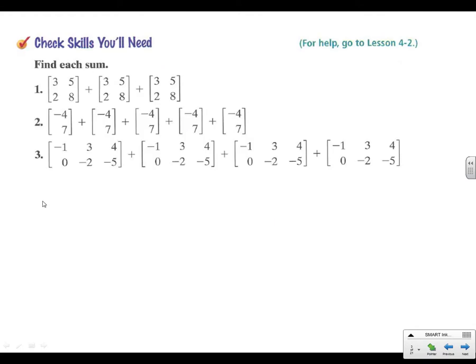Alright, so quickly see if you can do 1, 2, and 3 for me. Find the sum of these three matrix problems.